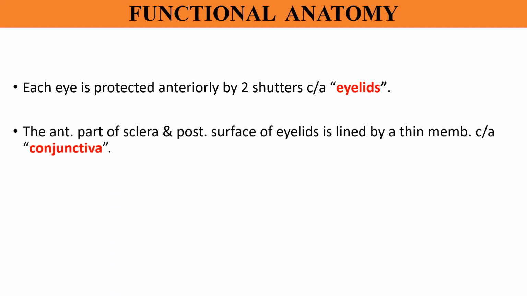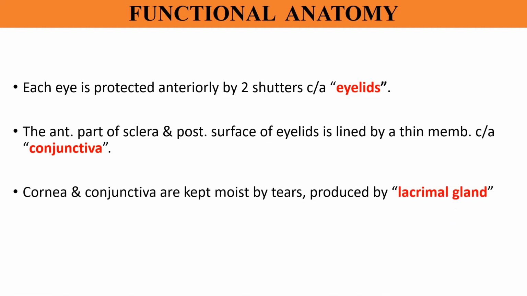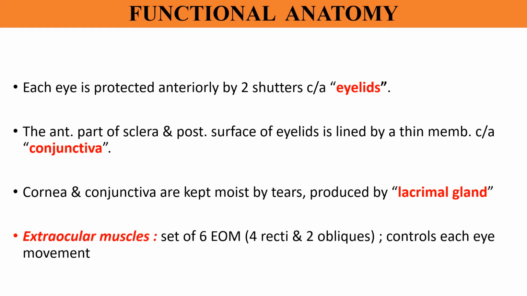The anterior part of the sclera, that is the whitish part of your eyes, and the posterior surface of the eyelids are lined by a thin membrane called conjunctiva. For smooth functioning, the cornea and conjunctiva are to be always kept moist by tears, and tears are produced by the lacrimal glands. Eyes have a set of 6 extraocular muscles, namely superior rectus, inferior rectus, medial and lateral rectus, superior oblique and inferior oblique muscle.